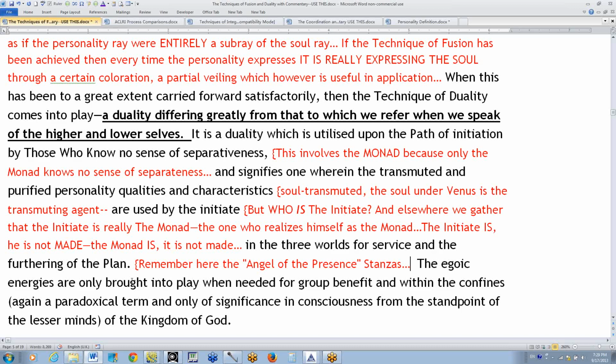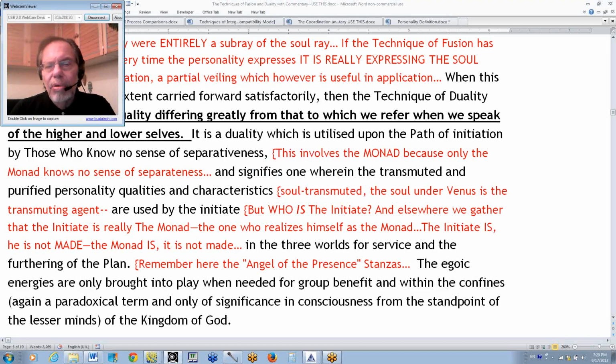The third degree are part of these, or suggested by these angel of the presence stanzas, and it's at the third degree that one can really begin to know the plan more as it is, rather than as it has been presented by others who are mediators between the disciple and direct knowledge of the plan.